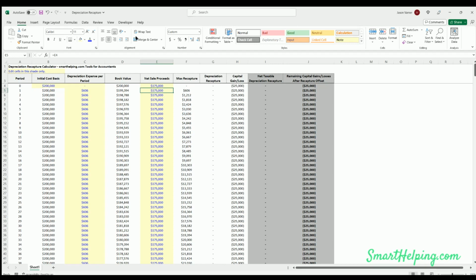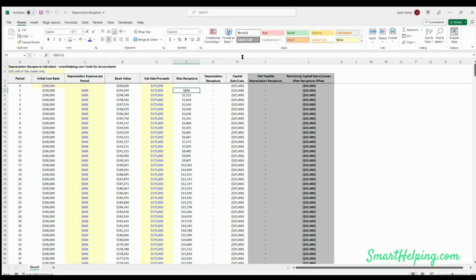So this is like if I sold at period one for 175, we've got a depreciation of $606. So the book value is $199,394. What recapture is, usually it's taxed at taxable income rates up to 25%. Now that could change in the future if the laws change, but that's just generally what it is. So this amount has to be actually counted back into income and taxed. But there are some offsets.